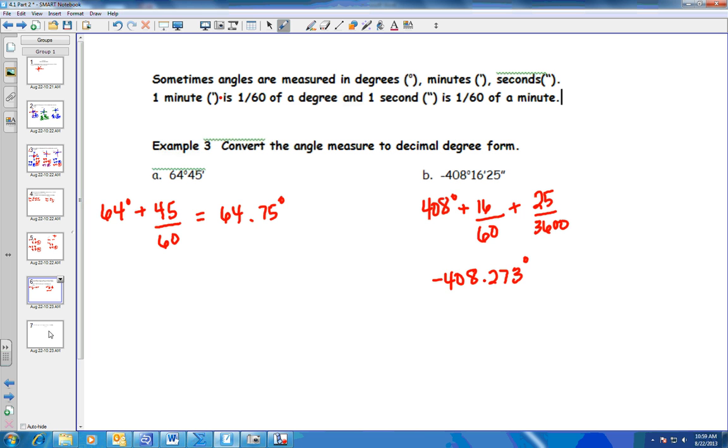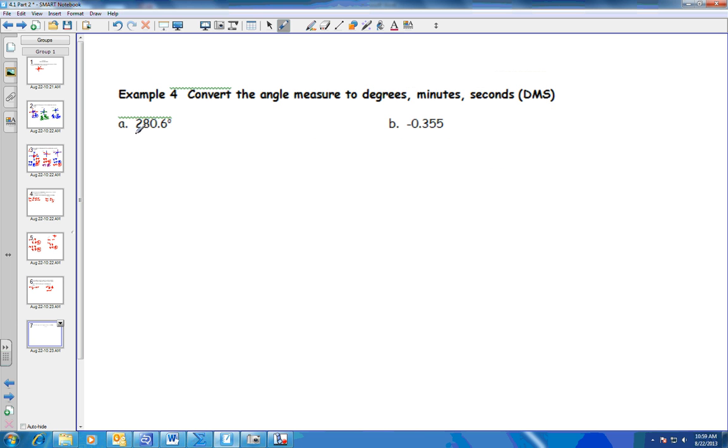Okay, and then the last part, they're going to have you go the other way. They give you the decimal degrees, and they want us to change it to degrees, minutes, seconds. A lot of times you'll just see the shortcut DMS, which stands for degrees, minutes, seconds. So to do this, I know I have 280 degrees, and I'm going to take the decimal part, which is 0.6. To go from minutes to a decimal I divide by 60, so to go back I multiply by 60. When I multiply 0.6 times 60, I get 36 as my answer. That is your minutes part. So 280 degrees, 36 minutes.